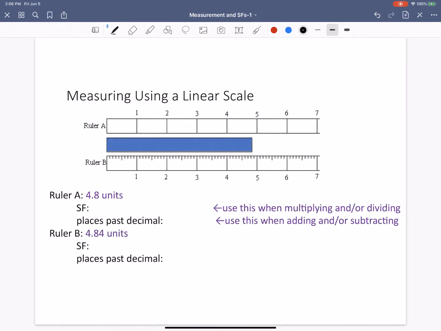So here, I measured this object using ruler A and said that it was 4.8 units. The number of sig figs is the number of digits I've written. I've written a 4 and an 8, that's 2 digits, 2 sig figs. I'm going to use this idea. How many sig figs? 2 sig figs when I am multiplying or dividing.